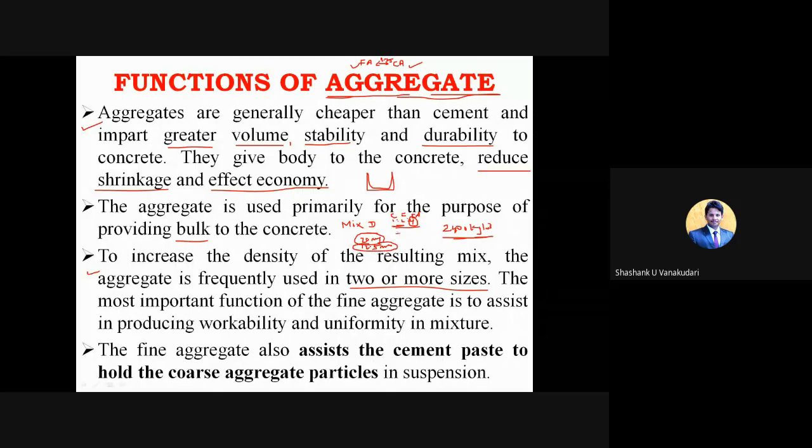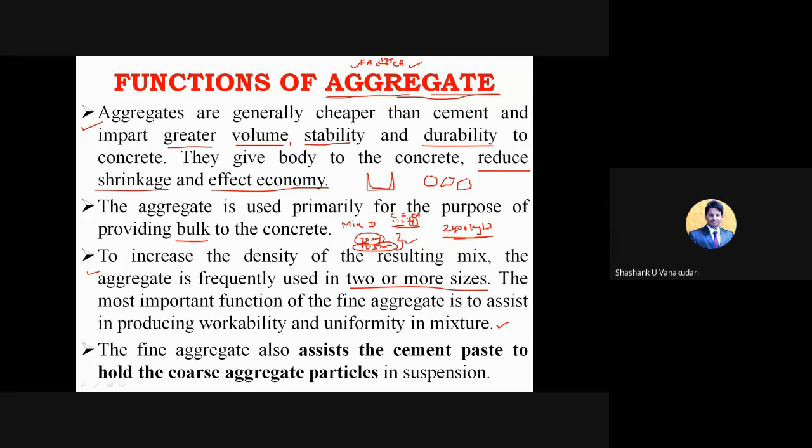Depending upon this, you can take the different coarse aggregates in one manner, so that the different sizes of aggregates give better interlocking property among themselves, so that the bonding strength between the aggregates and ingredients will be more, right? And then the most important function of the fine aggregate is to assist in producing workability and uniformity in the mixture. So that's nothing but the coarse aggregate you will be taking, which are of various sizes.